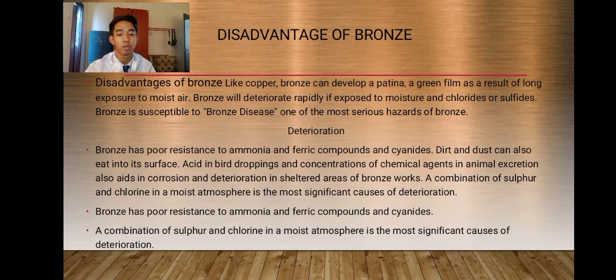Bronze has poor resistance to ammonia, ferric compounds, and cyanides. And the last is that a combination of sulfur and chlorine in a moist atmosphere is the most significant cause of deterioration.